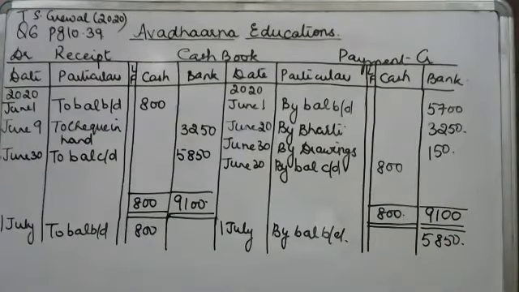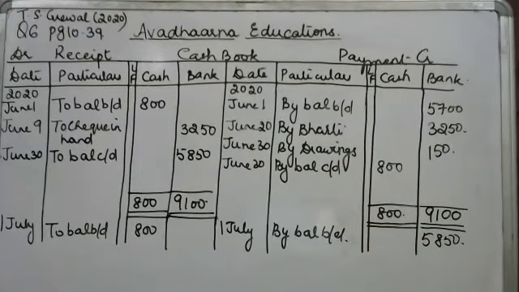I hope that the preparation of double column cash book of question number 6 given on page number 10.39 from the book T.S. Grewal 2020 is clear to all of you.